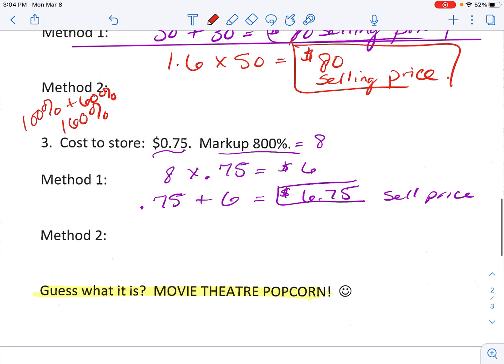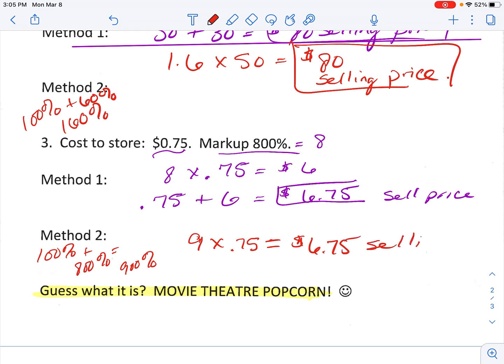Other method. We are paying 100% no matter what. They marked it up 800%. So we're paying 900% for movie popcorn. 900% is just 9 or 9.0 times the 0.75, the 75 cents for the original amount. And 9 times 0.75 is your $6.75 selling price.